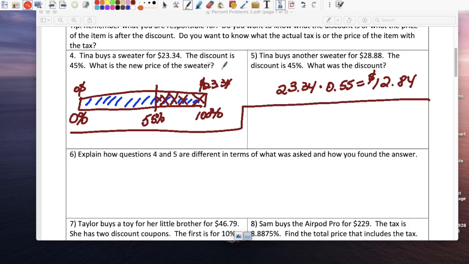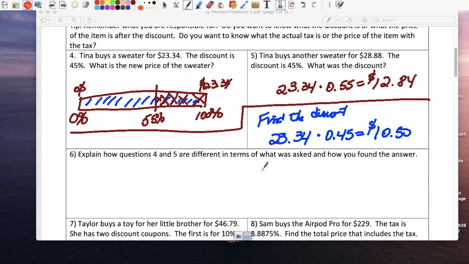Now, if you want to do this the really long way, you can. First of all, find the discount. You can use a percent proportion, or you can just multiply it. Here's $23.34 times 0.45. That's going to give us the discount. So 23.34 times 0.45 is, here's my discount, $10.50.